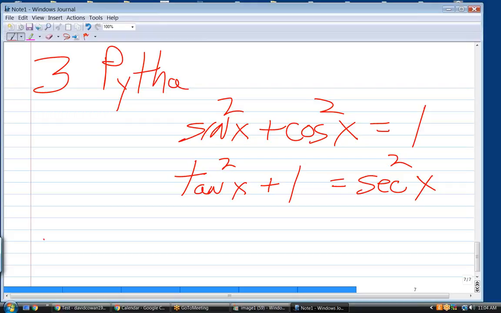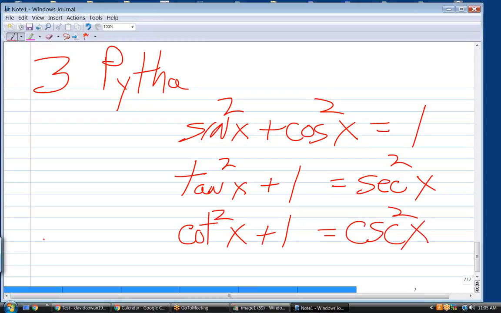And there's a third one, but you don't have to memorize it, because the third one is the second one, only with the cofunctions. Instead of the functions tan and secant, I'm going to use the cofunctions, cotangent and cosecant. So the third one has the same format as the second one. In other words, it's plus 1. And they're both quite different than the first one.